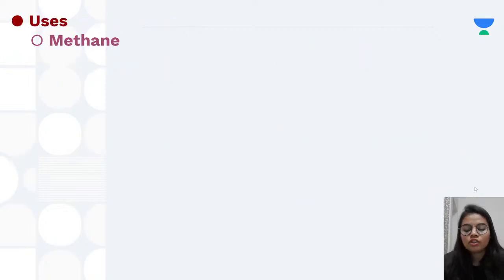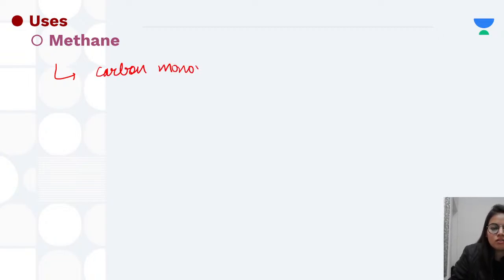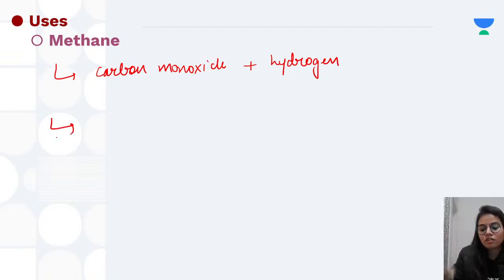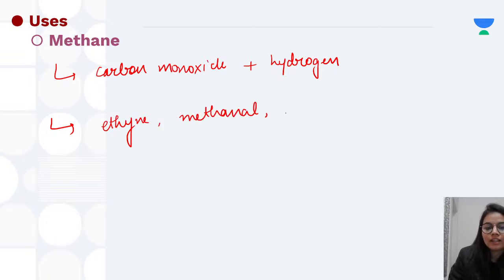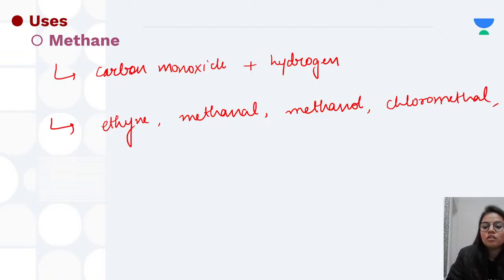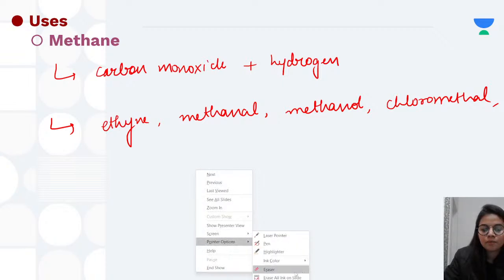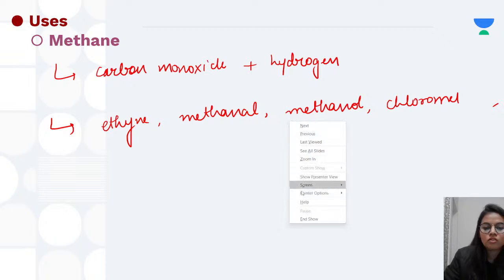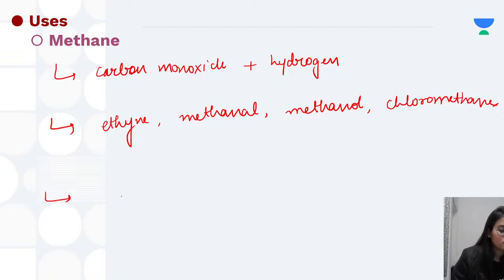Now let's talk about the uses of methane and ethane. Now students, methane is a very good source of carbon monoxide and hydrogen. Next, it is used to prepare some compounds like ethine, which is also known as acetylene. Then we have methanol, formaldehyde, and chloromethane, etc. It is used to form these types of compounds, and methane is also used as domestic fuel.